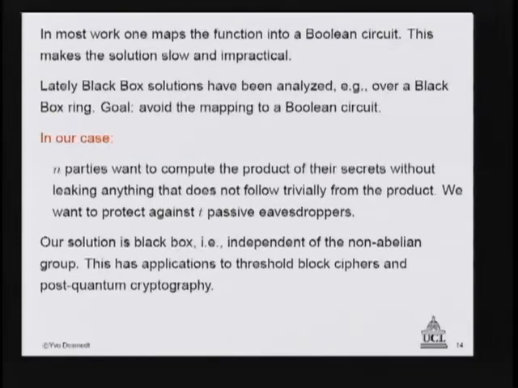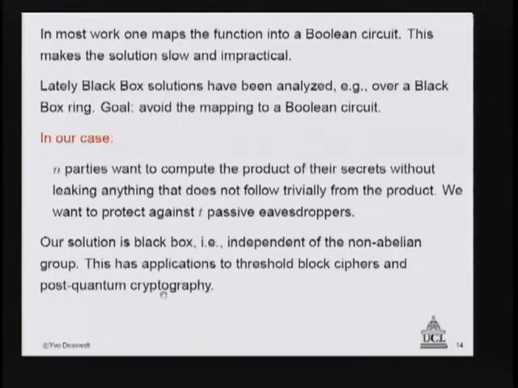So we are doing something similar. We have n parties, and they want to compute the product of their secrets without leaking anything that does not follow trivially from the product. And we want to protect against t passive eavesdroppers. And our elements are going to belong to a non-abelian group. Okay? Our solution is black box in the sense that we want our solution to be independent of the actual non-abelian group. And this has application to threshold block ciphers and to post-quantum crypto.